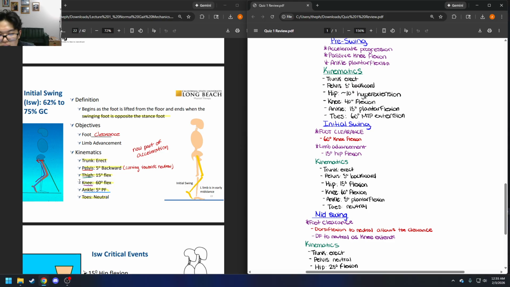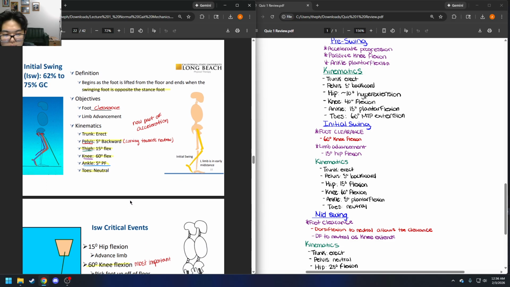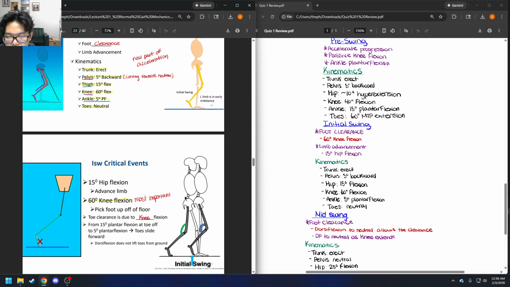60-degree knee flexion, this is the most knee flexion you'll ever see in your gait cycle. We'll also have limb advancement through the 15 degrees of hip flexion, aka thigh, on these notes. But the most important part is to understand the 60 degrees of knee flexion, which will lead to that foot clearance.